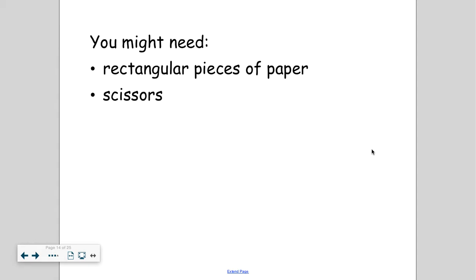For today's session, you might find it helpful to have some rectangular pieces of paper ready cut for you to investigate with, and perhaps some scissors as well. Once you have those things, come back to the video and we can begin.